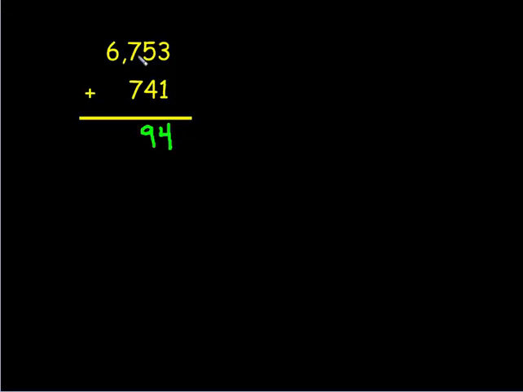Then we'll work with our hundreds. 7 hundreds added to 7 hundreds is 14 hundreds. So we have our 4 hundreds that we will write down, and then we know that 10 hundreds is the same thing as 1,000. So we regroup. 1,000 plus 6,000 equals 7,000. So our sum is 7,494.